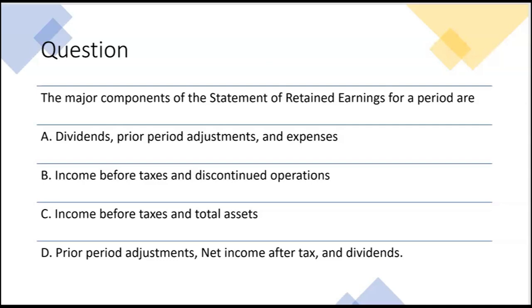Let's try this question. The major components of the statement of retained earnings for a period are what? What are the major components to the statement of retained earnings? Is it A, dividends? Yeah. Prior period adjustments? Yeah. And expenses? No, expenses go on the income statement. B, income before taxes and discontinued operations? No, those both go on the income statement. The retained earnings statement will have income after tax. C, income before taxes and total assets? No, income before taxes, that's an income statement item. Total assets go on the balance sheet. D, prior period adjustments, net income after tax, and dividends, yes.